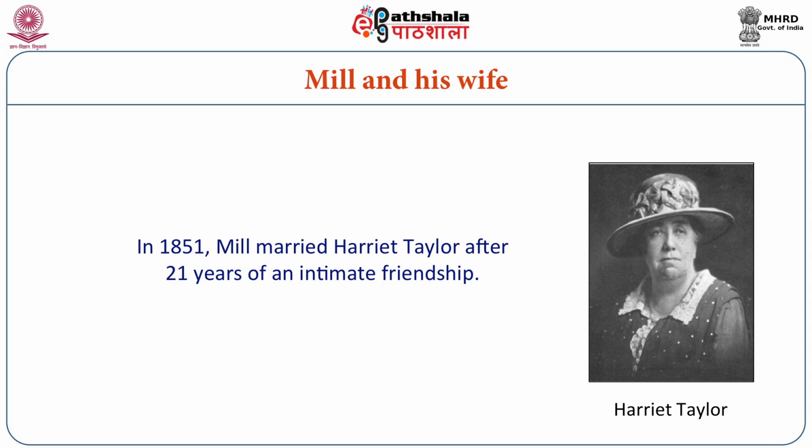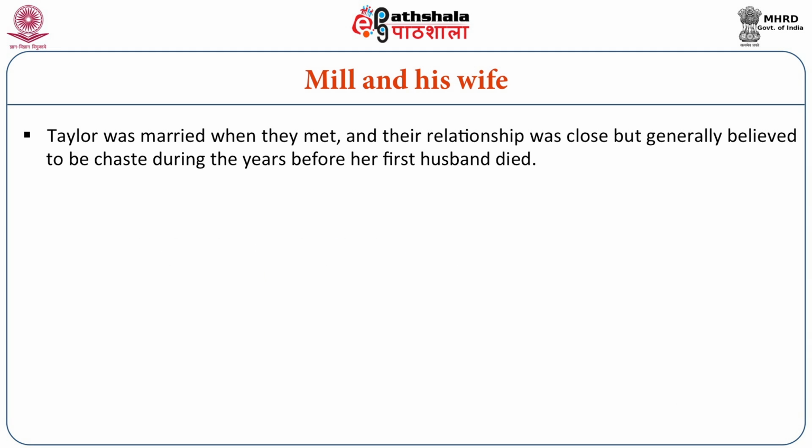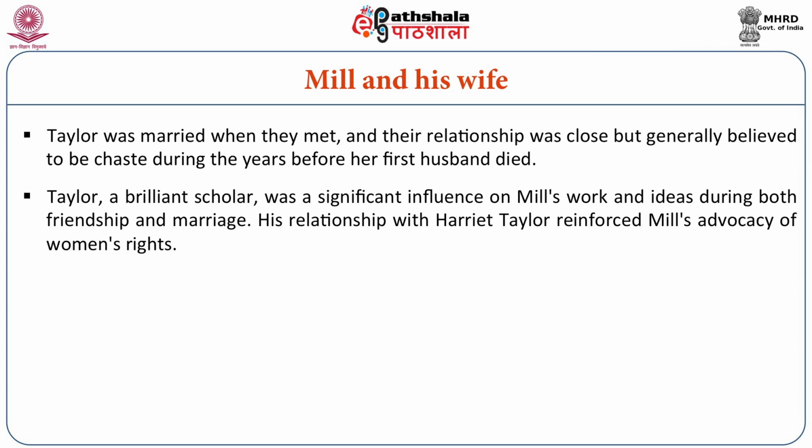In 1851, Mill married Harriet Taylor after 21 years of intimate friendship. Taylor was married when they met, and their relationship was close but generally believed to be chaste during the years before her first husband died. Taylor was a brilliant scholar. She was a significant influence on Mill's work and ideas during both friendship and marriage.